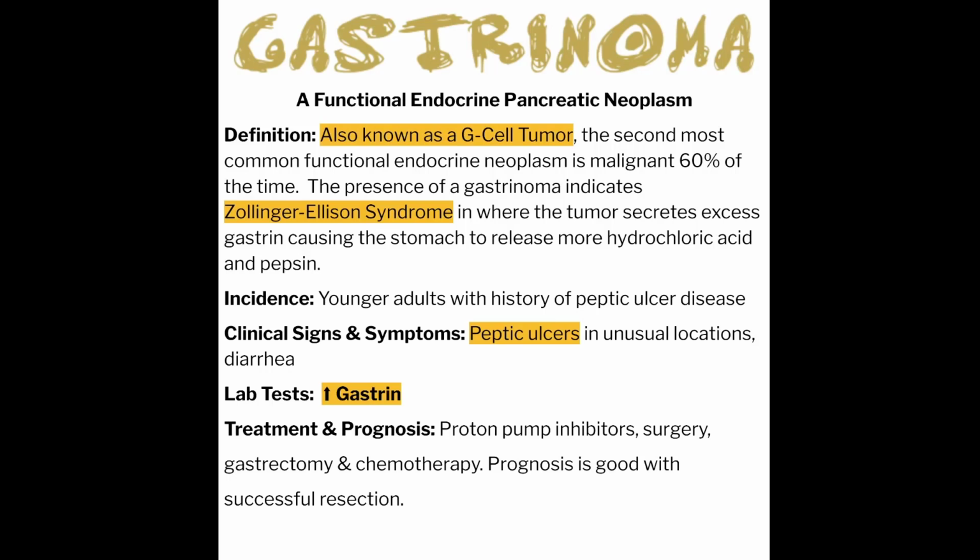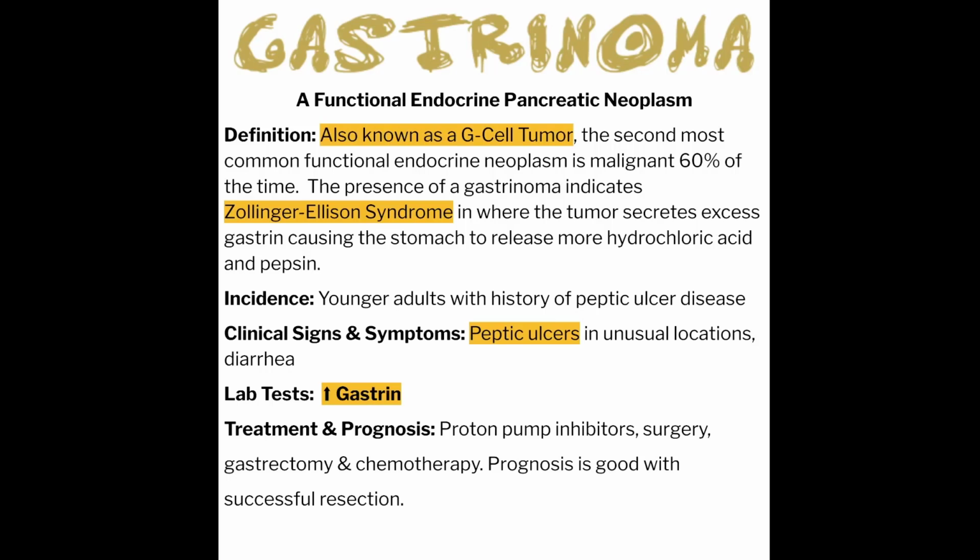And Zollinger-Ellison syndrome is identified when a patient has peptic ulcers and excessive gastrin. Now, that excessive gastrin might be due to a gastrinoma, where the gastrinoma is going to cause excessive gastrin to be released. That excessive gastrin then tells the stomach to release more hydrochloric acid and more pepsin. And then with that extra hydrochloric acid and pepsin out there, that is where these peptic ulcers start to pop up, thus the diagnosis of Zollinger-Ellison syndrome.